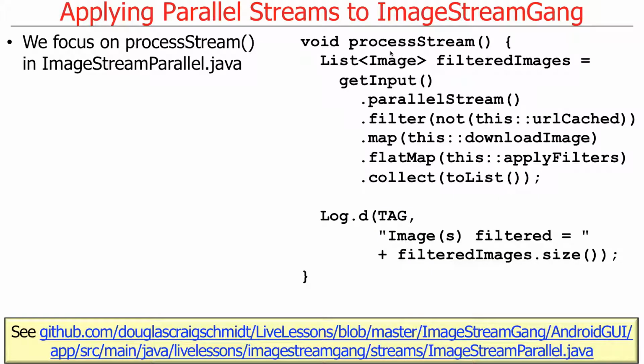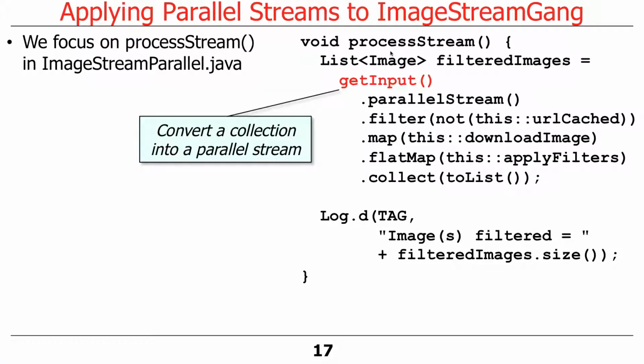So here basically is the process stream method that we're going to have that's going to do all these different kinds of things. You can take a look at that here at this link. So what we're going to do first is, in this particular case, we have a list of URLs. So remember before, when we talked about the search stream gang, we had a list of input strings. Now we're going to have a list of URLs that we want to download. And that could be big or small. Let's say that we've got dozens of things we want to download. So we get that. That comes back as a list of URLs.